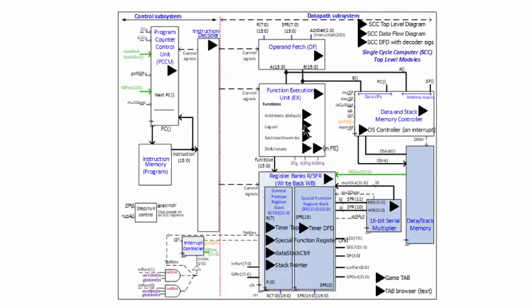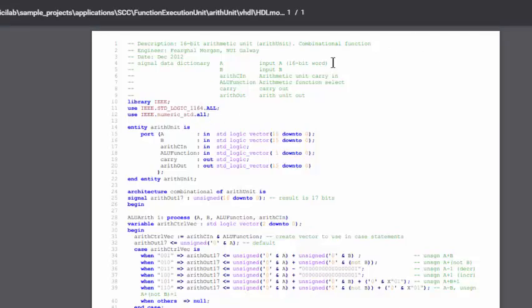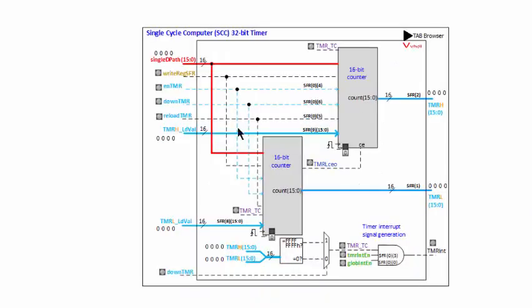I can go into the arithmetic drawing. Again, the tab browser, I can click on VHDL and it will open the VHDL model for that arith unit. Back to the tab browser. So this is a way to look around the design.